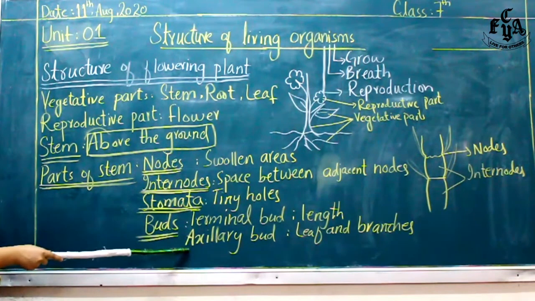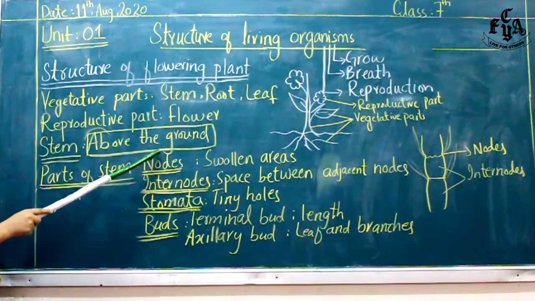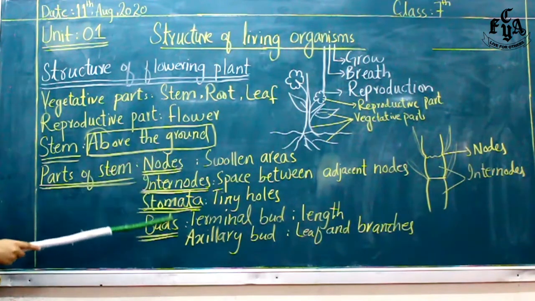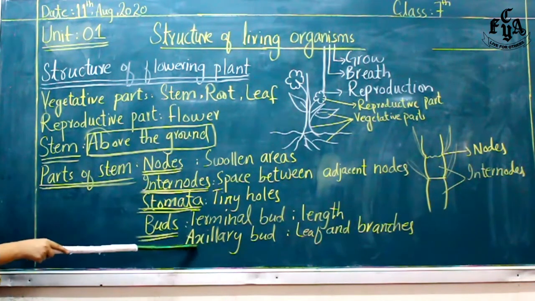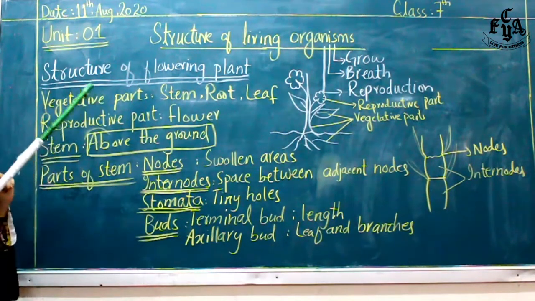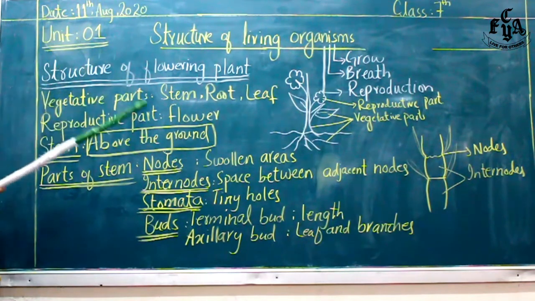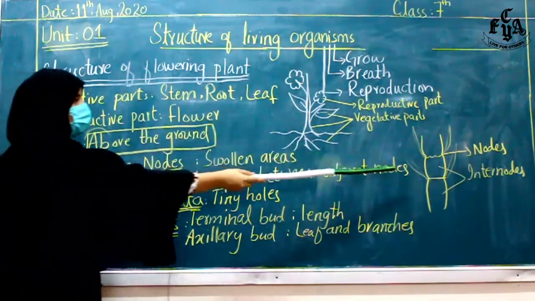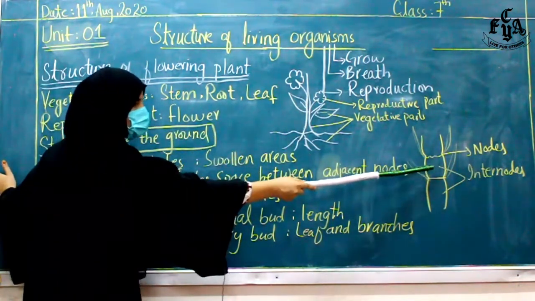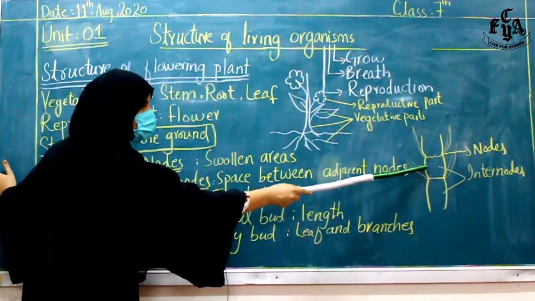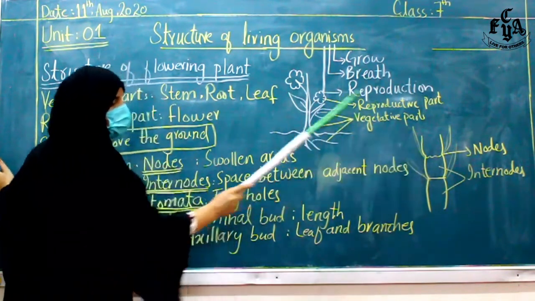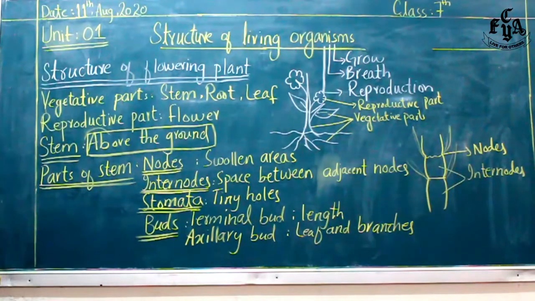The axillary bud is mainly present over the surface of the nodes, and its name indicates axil. The word axillary is derived from axil. And what is axil? Axil is the point on the stem between the junction of the stem and the leaf. So the axillary bud will be present over here. So this was about the parts of the stem.